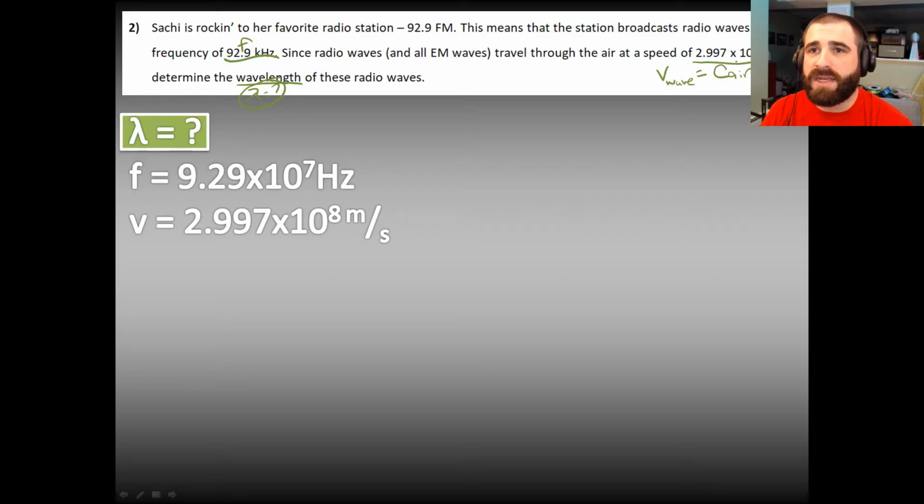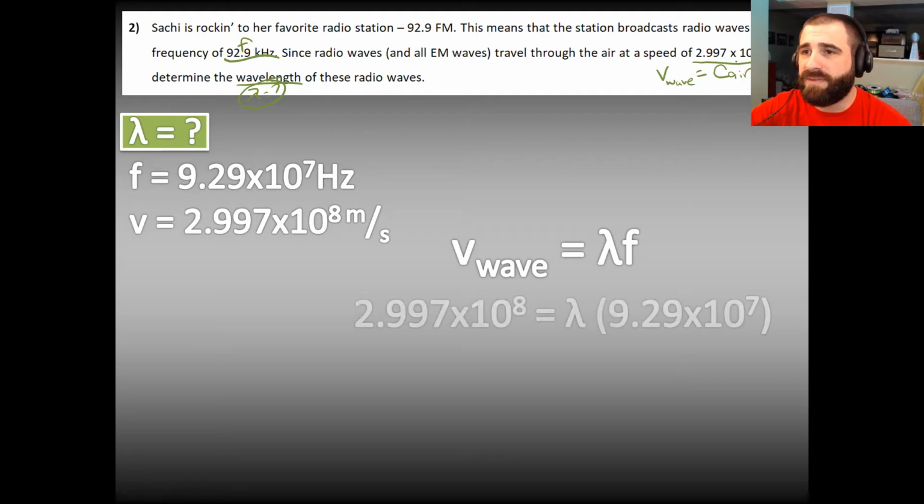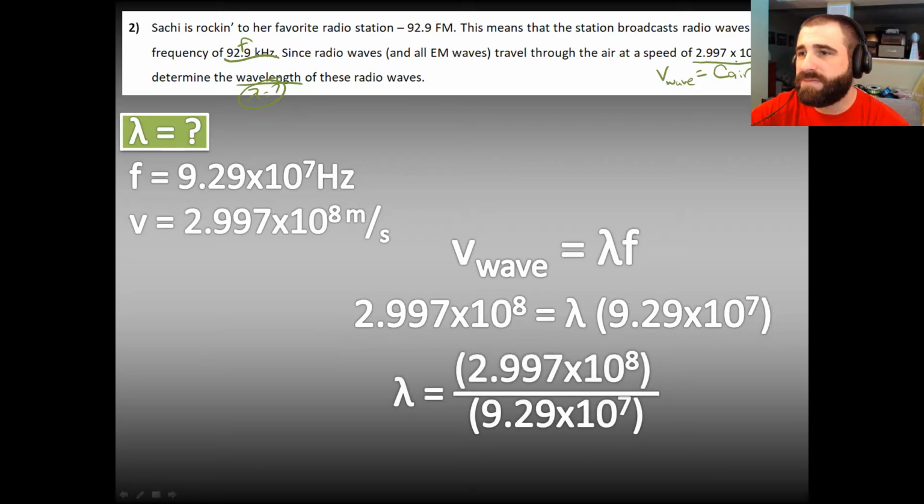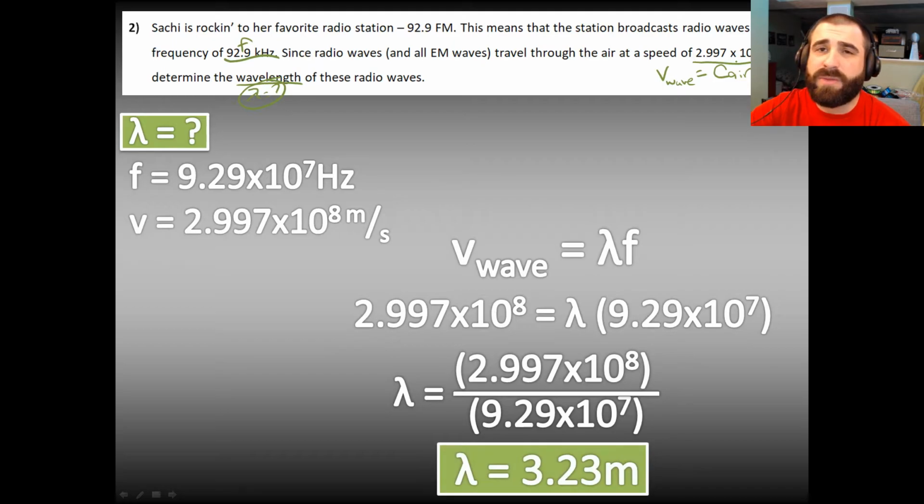And then, yeah, then you just plug and chug, right? So V wave equals that. V wave equals lambda F. 2.997 times 10 to the 8th equals lambda times that. Move them over. And if you're having any kind of trouble with your scientific notation, search on YouTube your brand of calculator scientific notation tutorial. And I'm sure someone will be there to show you. If not, come to a Zoom session and we can do it together. I'm lonely. Please come and visit me. So yeah, you should get 3.23 meters.